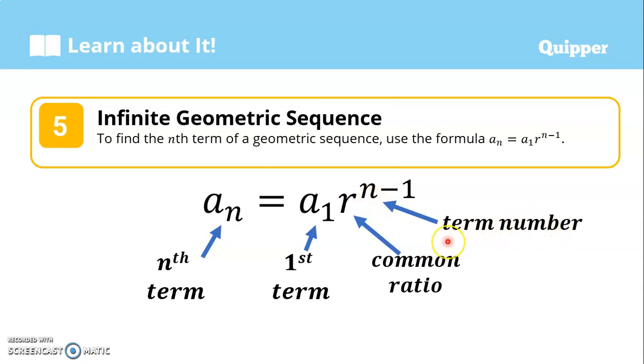So if we are looking for the 10th term, so we are looking for a sub 10, and then the first term, the common ratio. So our n is 10. That's the 10th term.